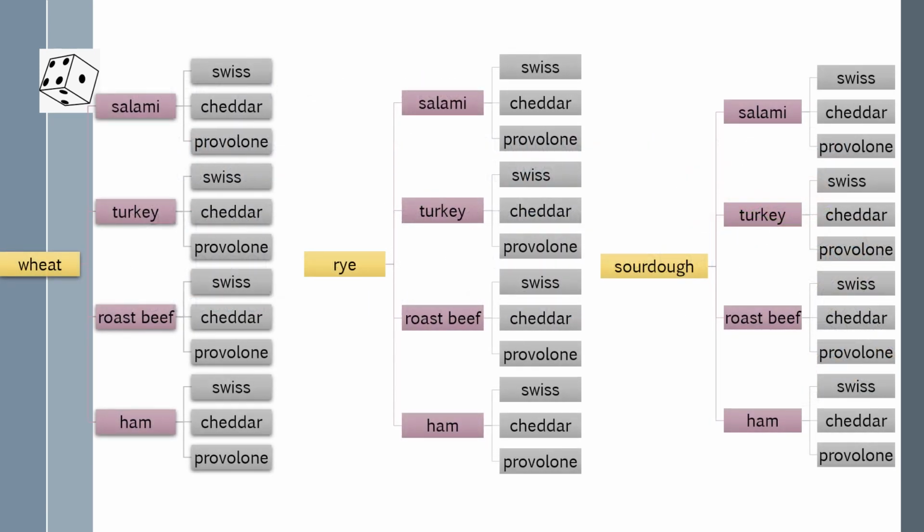All right, if you made your tree diagram, you should have started with each of the 3 types of bread, wheat, rye, and sourdough. Branching off from that, you would have each of your 4 types of meat, salami, turkey, roast beef, and ham. And from there, branching off from your 3 types of cheese, Swiss, cheddar, and provolone. If you did the math correctly, you should have come up with 36 combinations.